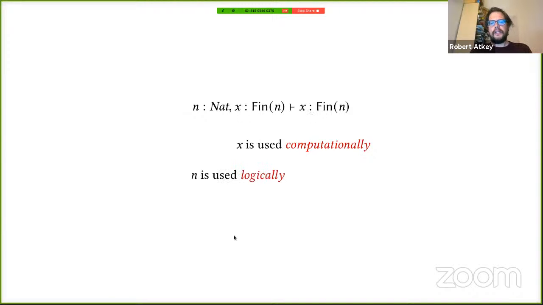But the n, we could say, is only used logically or at typing time. So this n is only really used in order to make these types make sense. If we were to try and compile this program to actual machine code, then there'd be absolutely no point in reserving space to store this n anywhere. All it does is take x and return x. The n is only really used to make sure the types make sense.